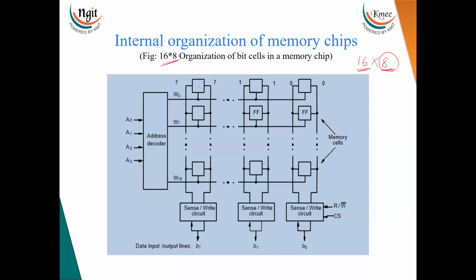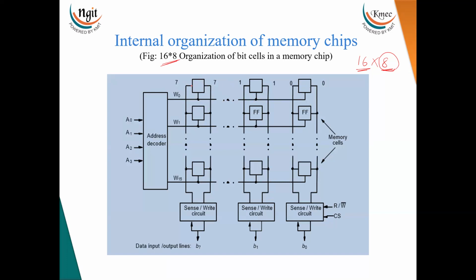Now if you see, all these cells are connected to one line, and that line is called the word line. Here W0 to W15 means a total of 16 word lines are there. This is one location. For this location, 8 cells are connected. So this is called the word line, a row word line.